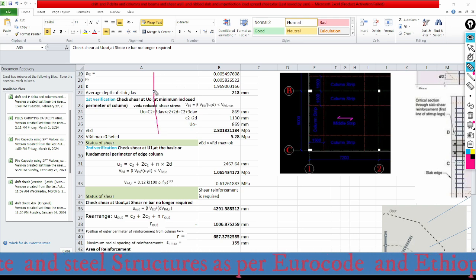Suppose here we have, this is the column, and here you know this is U naught, I mean U1, and this is U out. U out is nothing but the place where shear reinforcement will not be required. So shear reinforcement will be required up to the point here. This is 1.5 D.